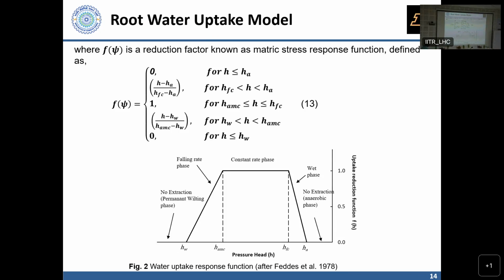So that function is basically a function of h, not psi, that was a misprint. When h is greater than zero, that means there will be anaerobic conditions, so the plant won't be able to take up water. Here, between h and HFC, HFC is nothing but the field capacity.